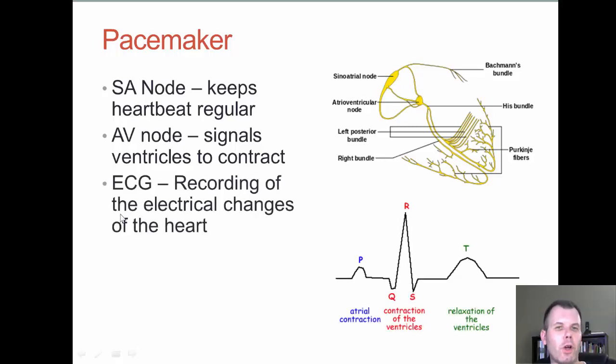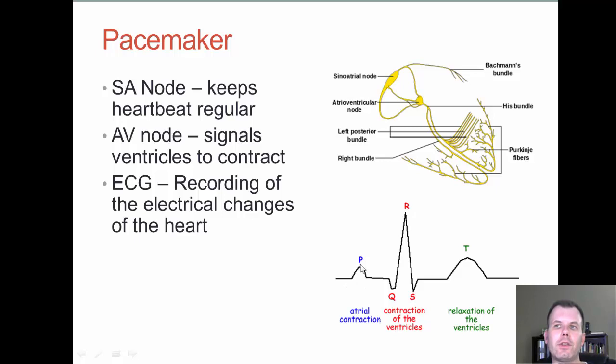Now, sometimes if your heart isn't working right, you go to the hospital and they put little electrodes on you. What they're doing is measuring the electrical output of your heart, looking at how your heart is functioning. You get this little wave, often called the QRS wave, which is measured by the ECG. It's recording the electrical changes of the heart, and so you get this wave.